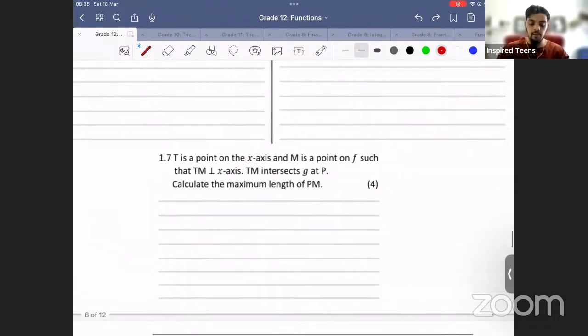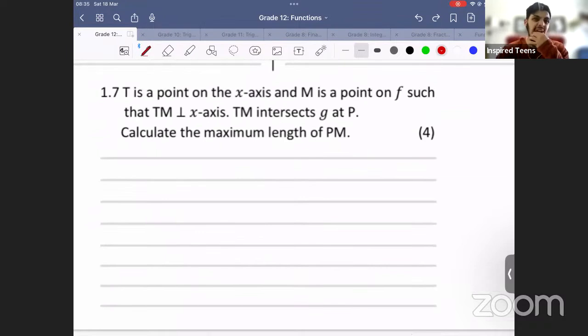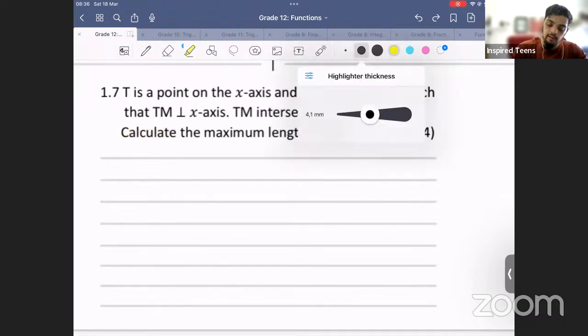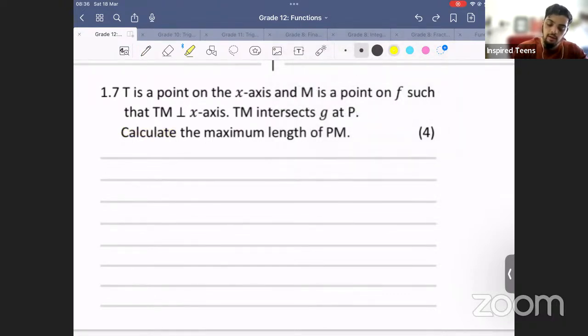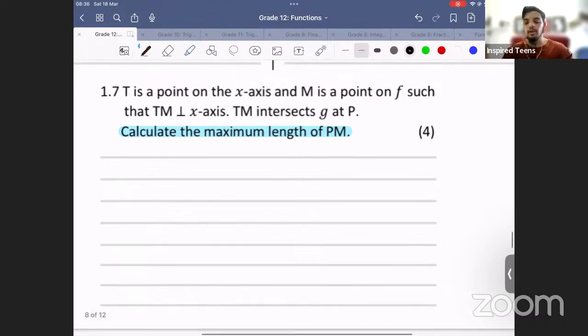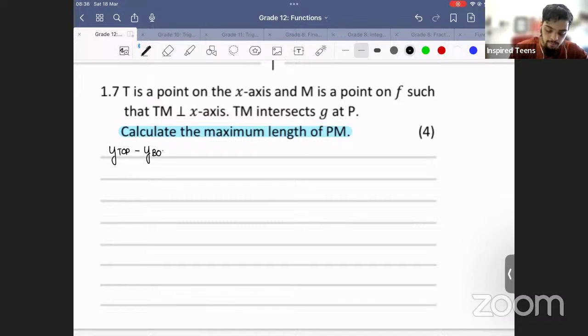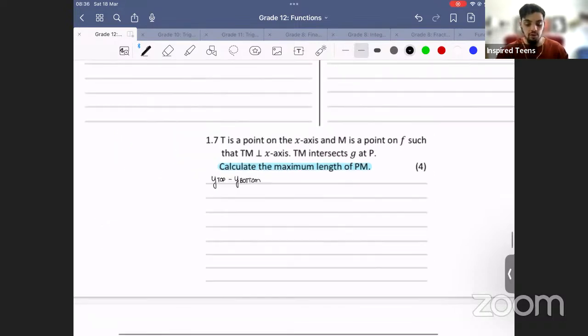So whenever we're calculating, remember, we've established why it's vertical distance, because that line is perpendicular to the x-axis. This is vertical distance. Then upon further reading, we understood that they actually want the maximum vertical length. So when they ask you to calculate the maximum vertical length, you are first going to do vertical distance. So y top minus y bottom, meaning the equation of the top minus the equation of the bottom. That's going to give us a new equation.